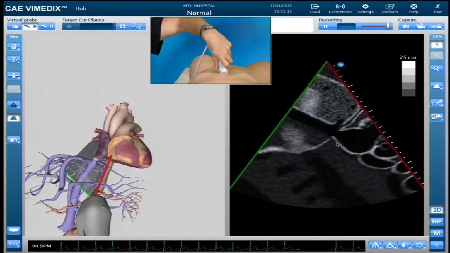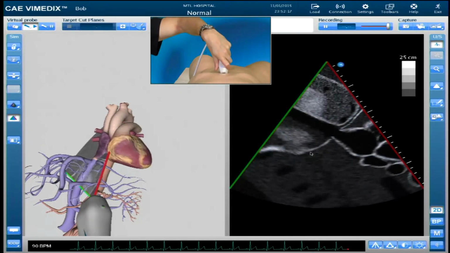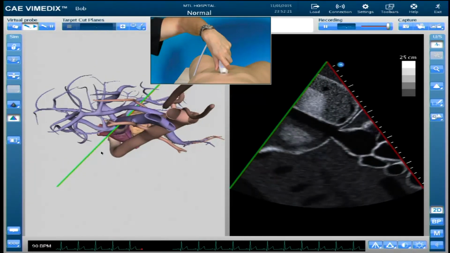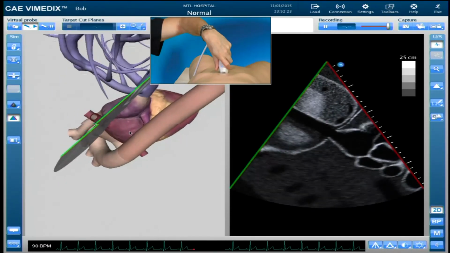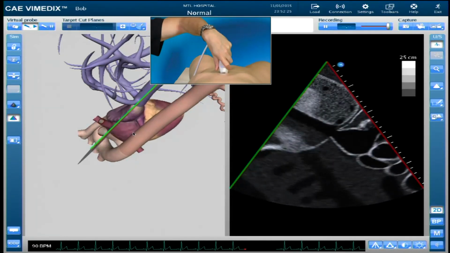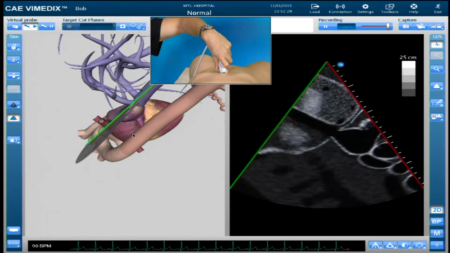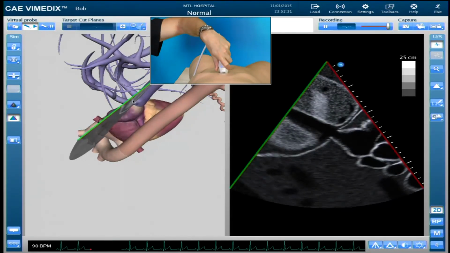And again, just little bits of fanning through it, make sure that I'm imaging it as tangentially as I possibly can, so that I'm not too far off, so I don't make the IVC look small. I'm absolutely imaging down in the center of that IVC.